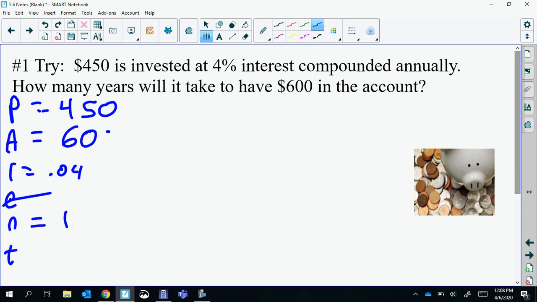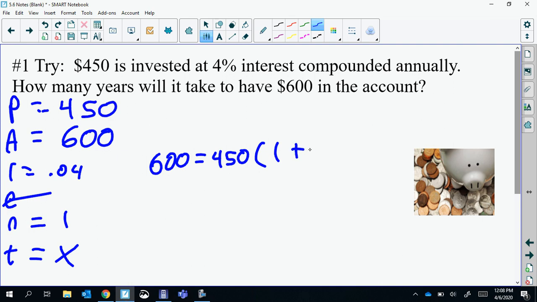So that's not growing by a whole lot. It's not doubling. And we're finding how many years, so we're going to solve that out. So again, we write it into our formula. A equals P, 1 plus R over N to the N times T. Let's plug in everything that we know. Now we're going to solve this out. So we're going to divide by 450.